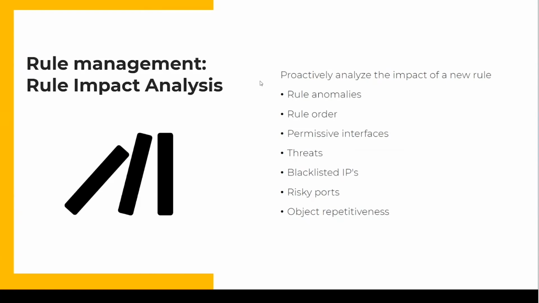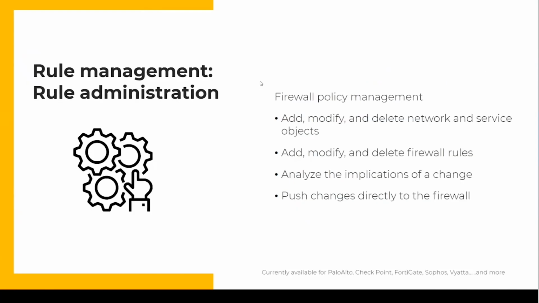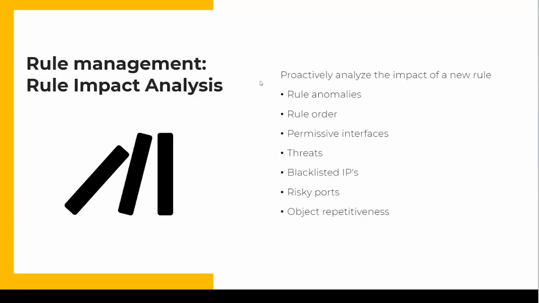The rule impact feature does the following. It checks the proposed new rule against the existing rules for anomalies, suggests an optimal rule order by analyzing the proposed new rule for rule complexity and anomalies, identifies any overly permissive destination interfaces for the proposed new rule, detects and reports on service, application, and interface level threats, singles out blacklisted IPs that are used in the proposed new rule, provides risk assessment for relevant service, application, and interface ports, and finally, you get object repetitiveness in a rule.